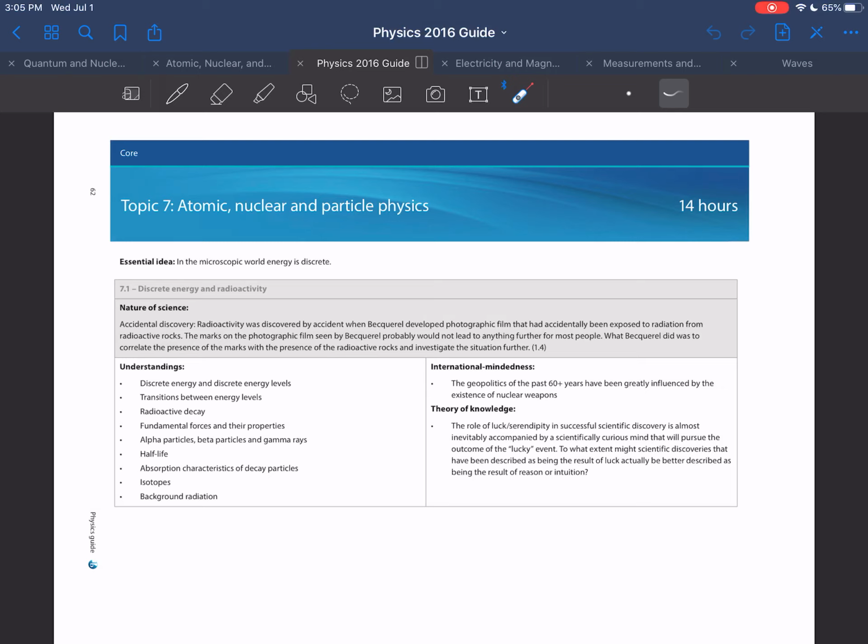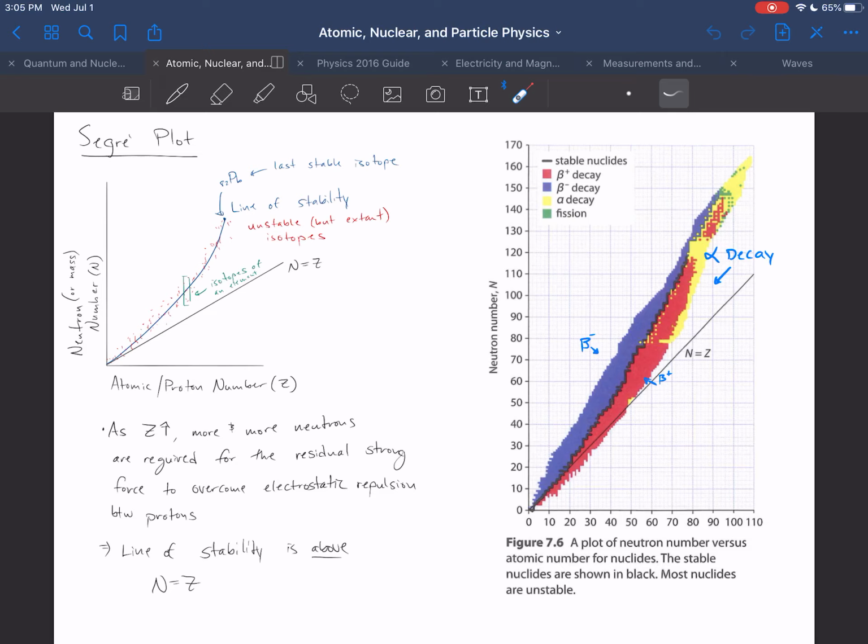Hello everyone. In this video we will continue examining topic 7.1, discrete energy and radioactivity, and in particular we will continue discussing the Segre plot and how it can be used to predict what kind of decay a nuclide might undergo. So in the last video we discussed the Segre plot, which consists of a plot of the stability of nuclides based on their atomic number and their neutron or nucleon number.